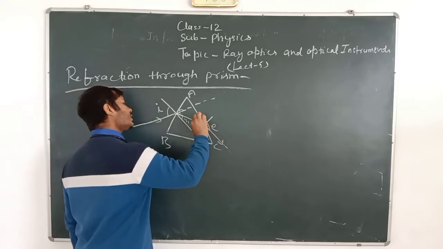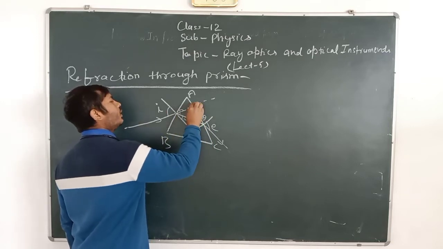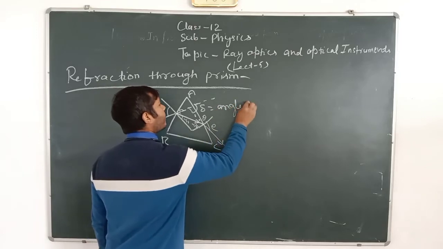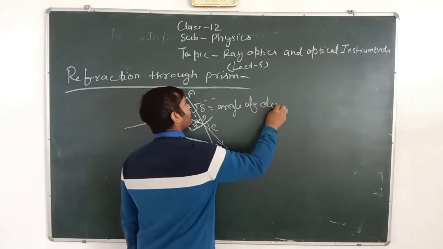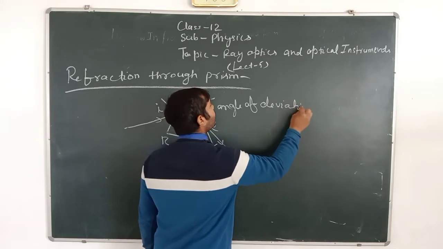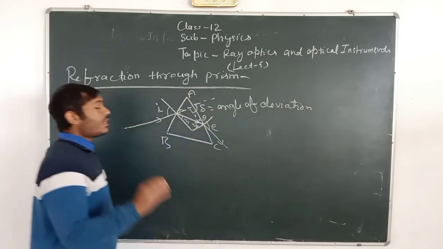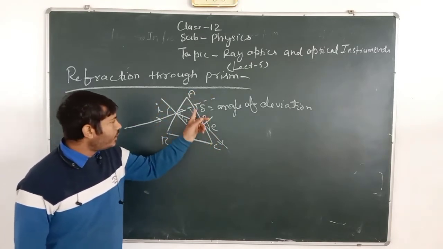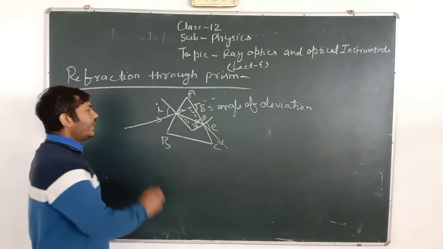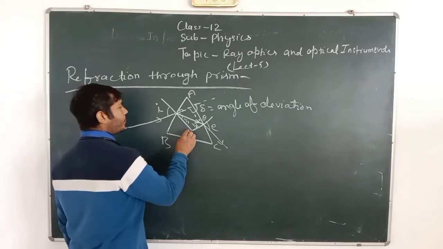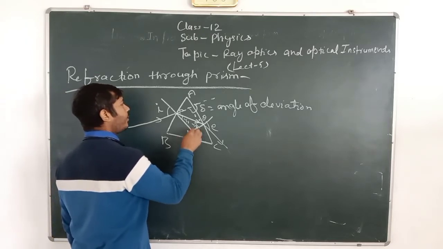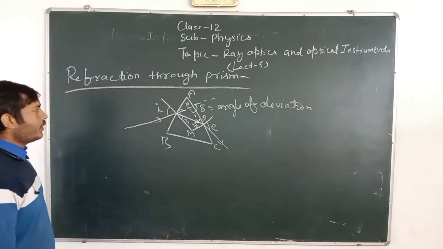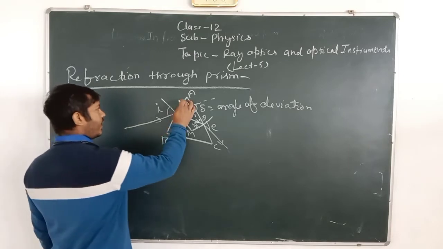I am just extending in this direction. So this angle is known as angle of deviation. Angle of deviation. Means angle of deviation is the angle between this incident ray and emergent ray. Is it clear? Let us suppose this point is M and this point is N. Is it clear? Now this is angle of prism A.